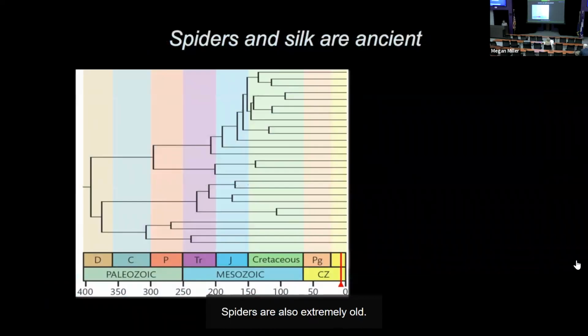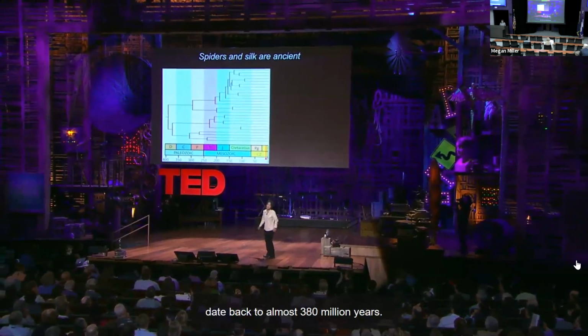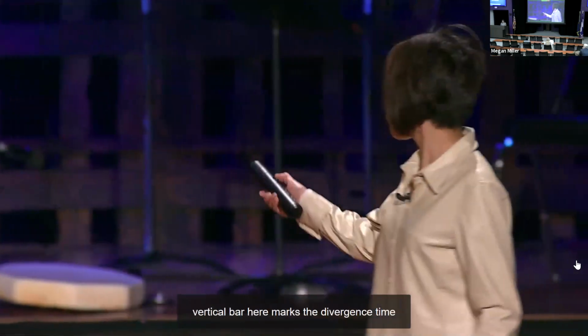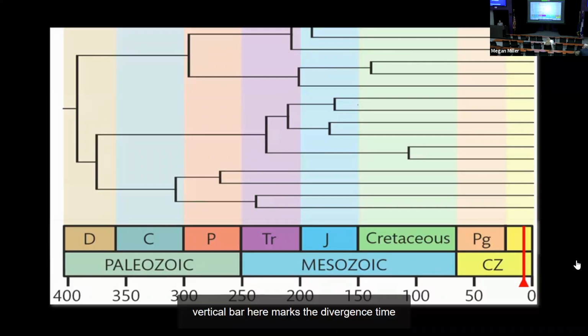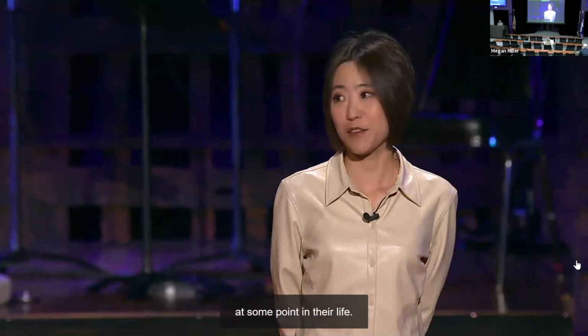Spiders are also extremely old. On the bottom here, this is the geologic time scale, and the numbers on it indicate millions of years from the present. So the 0 here, that would be today. So what this figure shows is that spiders date back to almost 380 million years. To put that into perspective, this red vertical bar here marks the divergence time of humans from chimpanzees, a mere 7 million years ago.